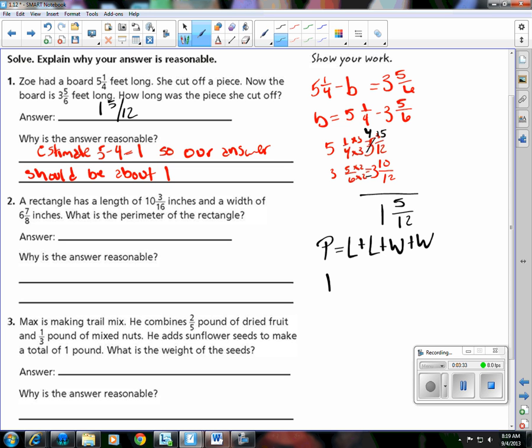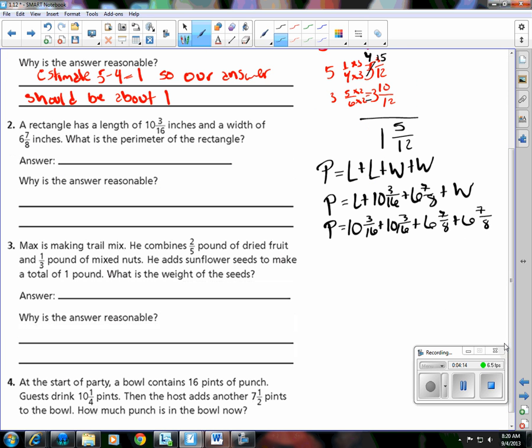For a situation equation, I could do perimeter equals L plus 10 3/16 plus 6 7/8 plus W. Well, I know that the lengths are the same, so now I'm going to do my solution equation. Perimeter equals 10 3/16 plus 10 3/16 plus 6 7/8 plus 6 7/8. And then I know I need to find my common denominator. My common denominator for these is going to be 16ths. So I'm going to convert this. It's going to be 6 14/16. So I just multiplied by 2.